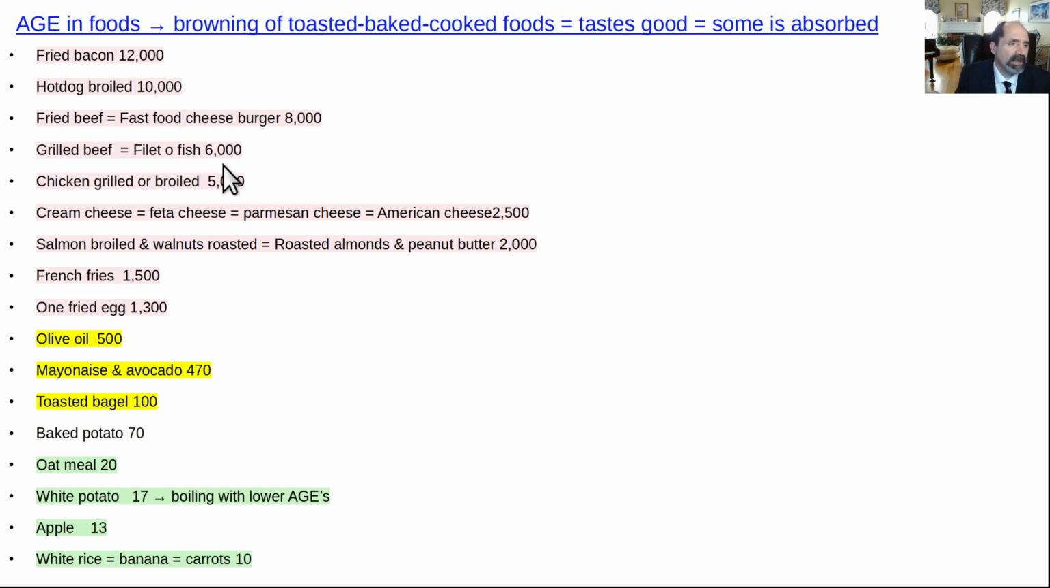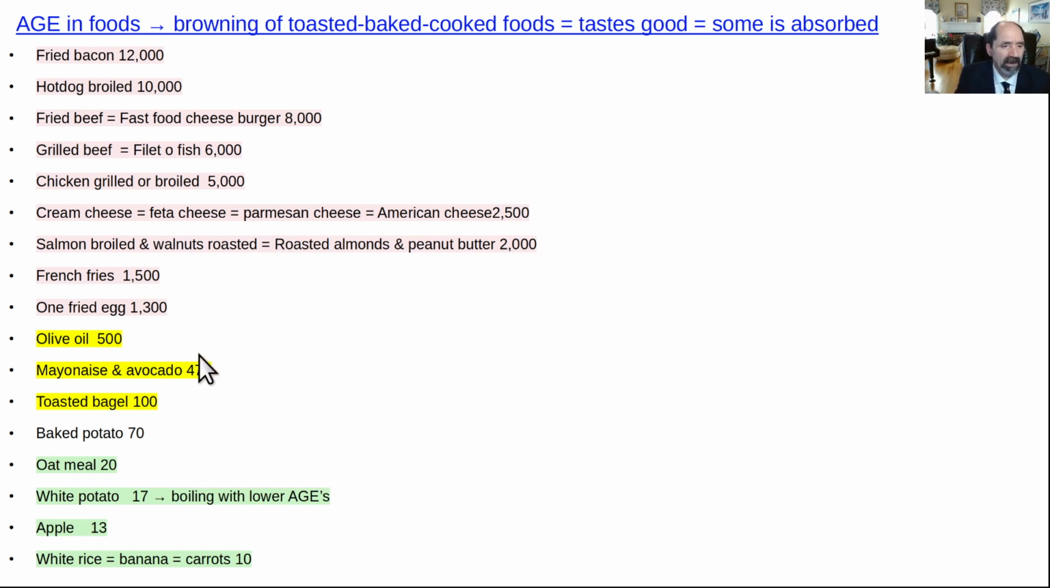So in general, all the animal foods, especially if they're fried, have much higher levels of advanced glycation end products related to cooking. With the browning of a food, when you cook it, that's partly what these glycation end products are. And they actually taste good, but they're not good for one's health. And some of them are absorbed.